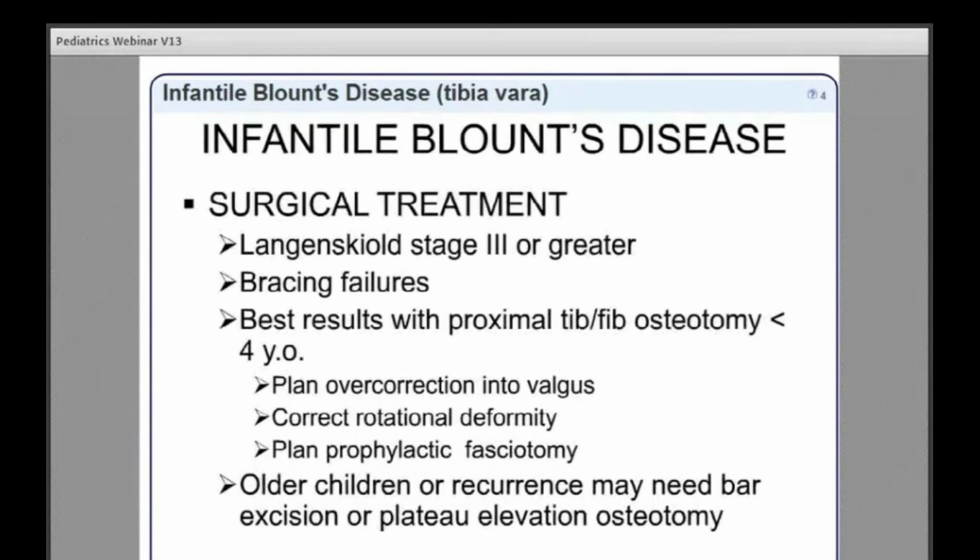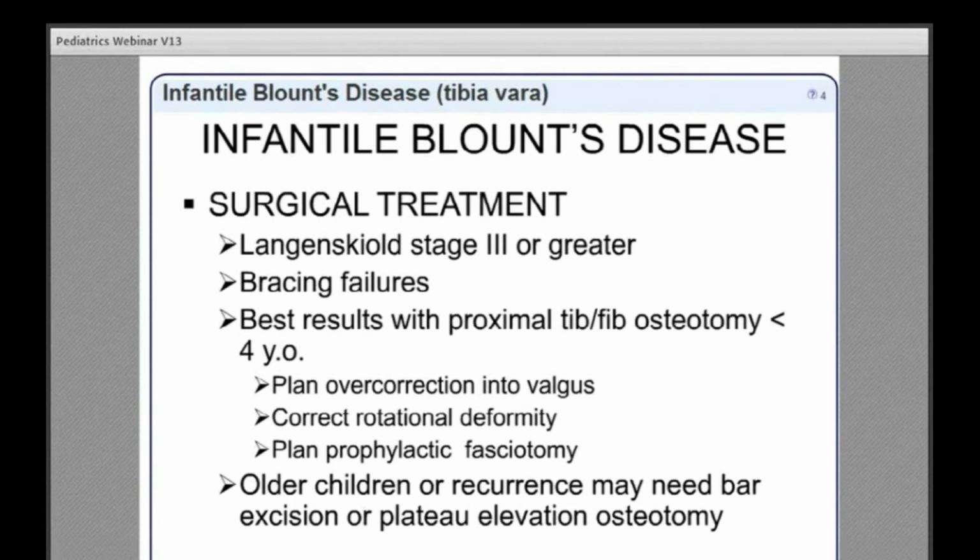Surgical treatment for infantile Blount's disease is indicated in those patients who have failed bracing, those children who are Langenskiöld stage 3 or greater, or unresponsive or with late presentation despite no bracing. These children will have best results if their proximal tib-fib osteotomy is done before the age of 4. Technically, the osteotomy should be done to overcorrect the proximal tibia into valgus of 5 to 10 degrees.